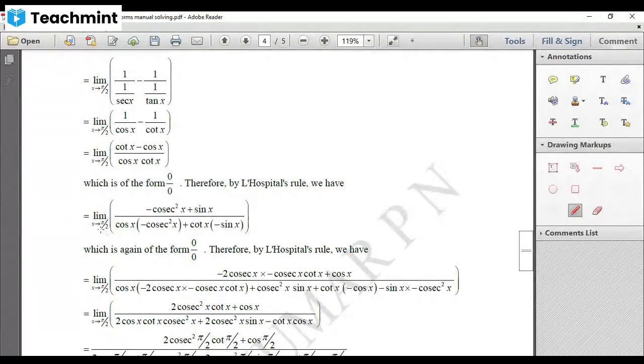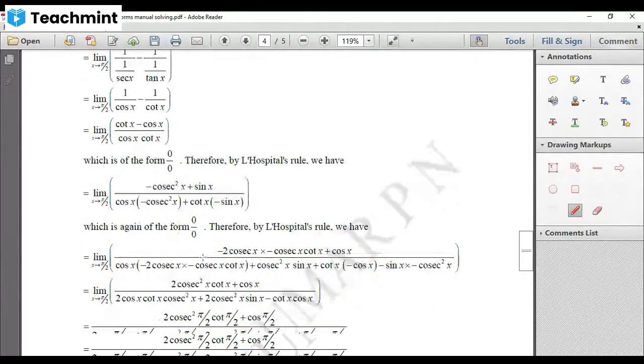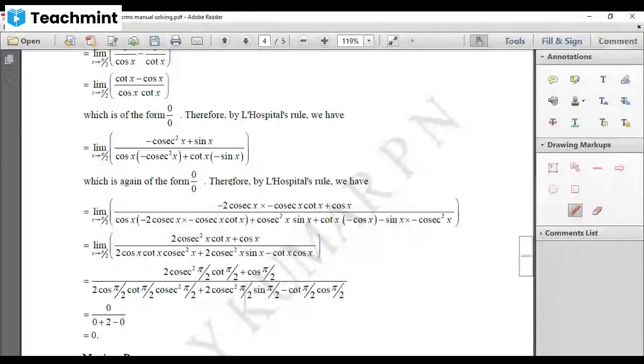Now if you put x equal to pi by 2 here, your cosecant pi by 2 is 1, sorry. Cosecant pi by 2 is 1. Sin pi by 2 is also 1. So minus 1 plus 1 becomes 0. And here cos pi by 2 is 0, and cot pi by 2 is also 0. So you'll get 0 by 0 form. So we can apply L'Hopital's rule.